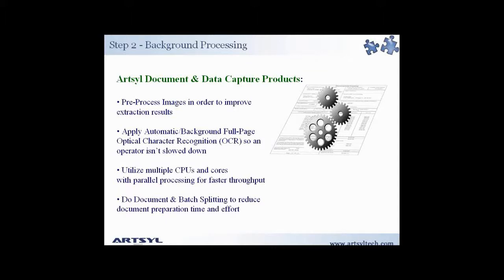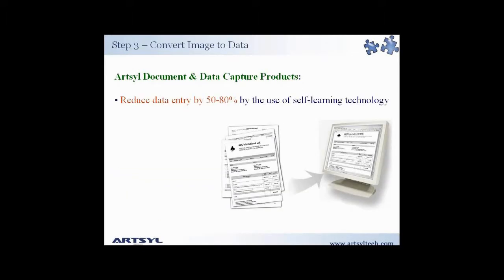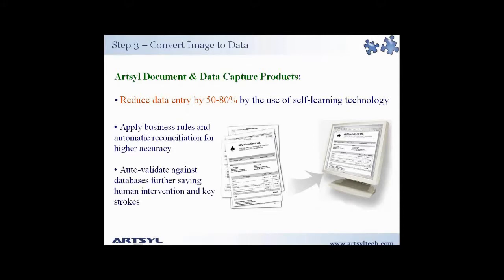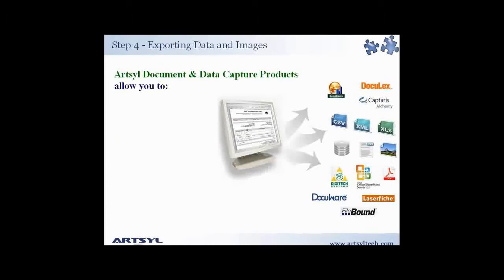We can do document and batch splitting to reduce document prep time. After we've done the processing, we can convert the image to data. That means we can deliver between 50 and 80% reduction in the time it takes to process a document. We can apply business rules and automatic reconciliation, doing things like row reconciliation, column reconciliation, as well as validation against the database or database lookups to further save keystrokes.